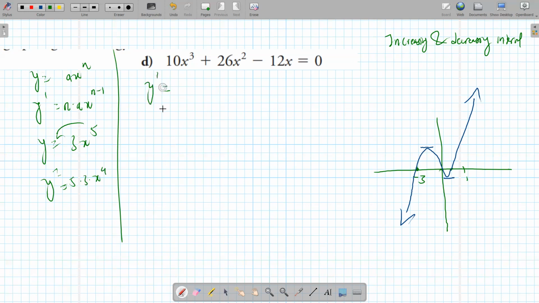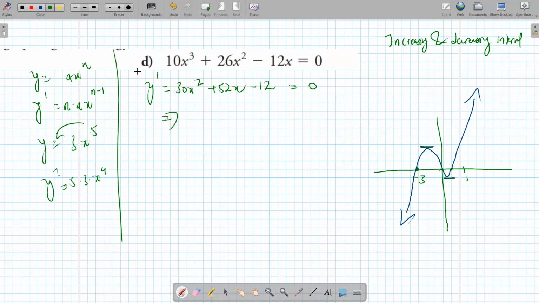What's going to be y prime? 30x squared. What about the second term? Plus 52x. What about the last term? Minus 12. This is your slope function, right? What's the slope at our turning points? It's 0, like that.